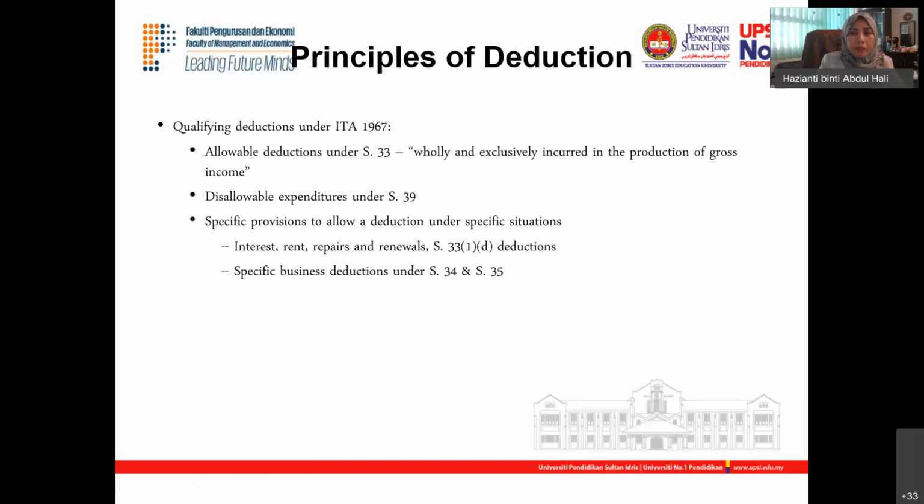So under principles of deductions, we have a few sections. First of all, we have allowable deductions. So these are the deductions that are allowed to be deducted from the business income, wholly and exclusively incurred in the production of gross income. We also have section 39, disallowable expenditure. This one not allowed. So section 33 yang dibenarkan, section 39 yang not allowed. We also have specific provisions to allow a deduction under specific situations, which are interest, rent, repairs, renewals, and also specific business deductions under section 34 and 35. So basically, the general allowable and disallowable expenditures ni under section 33 and 39.